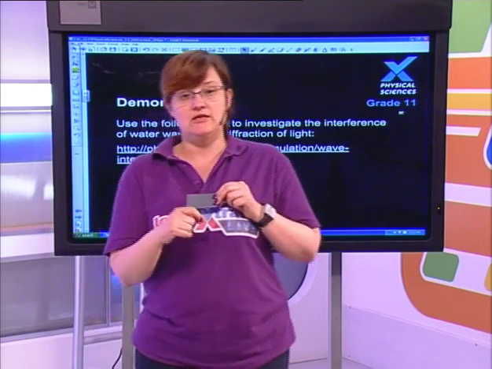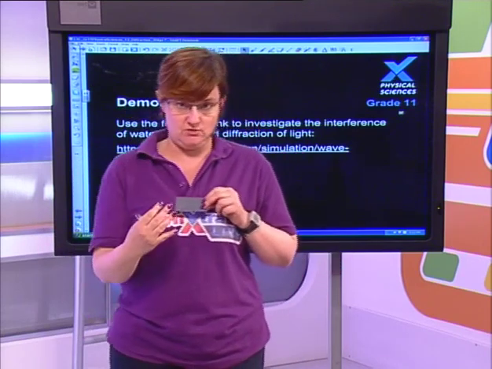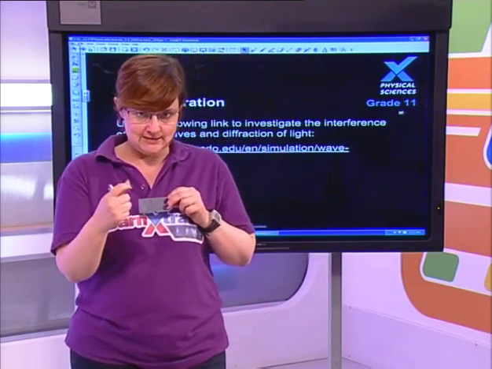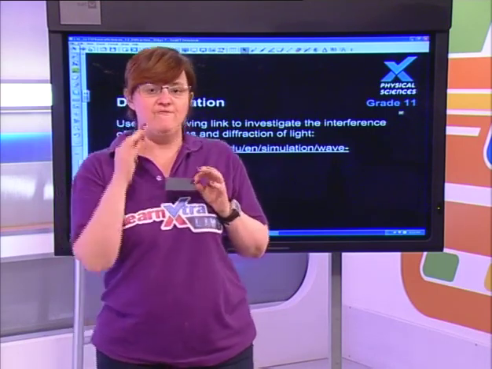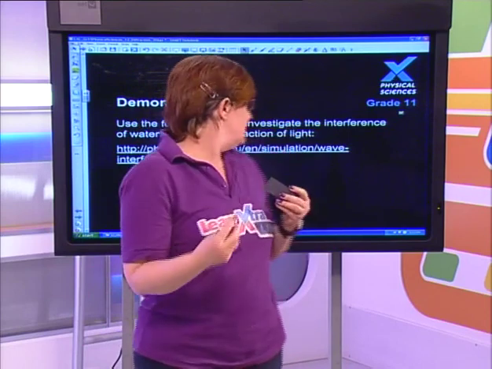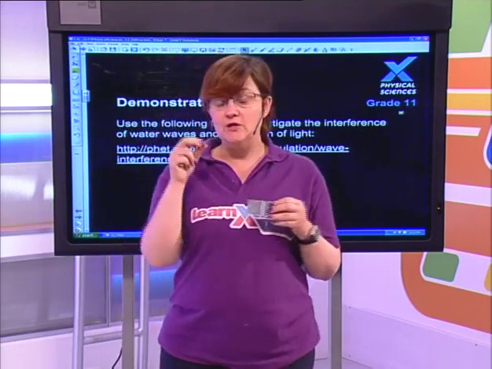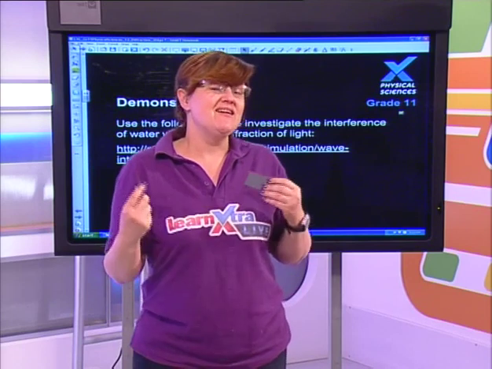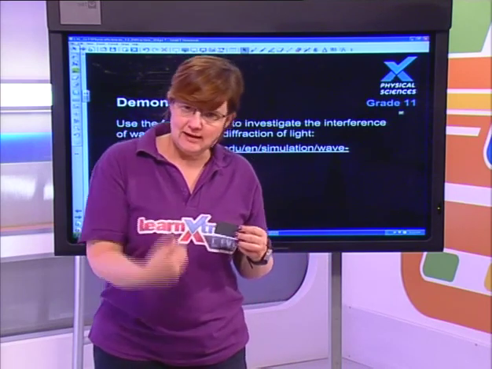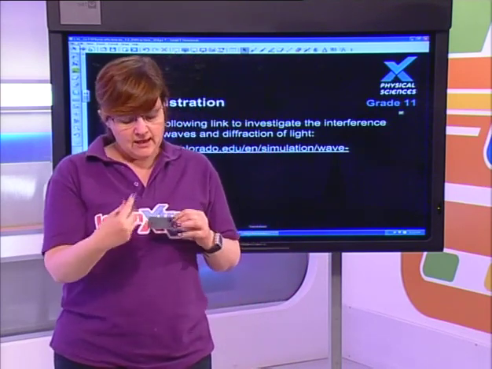Now, the reason why we're doing that is because I want what is known as a diffraction grating. I want a single slit. We use a laser because a laser gives me a very coherent light source, a coherent light source which is in phase. And it gives me a light source of a single color.